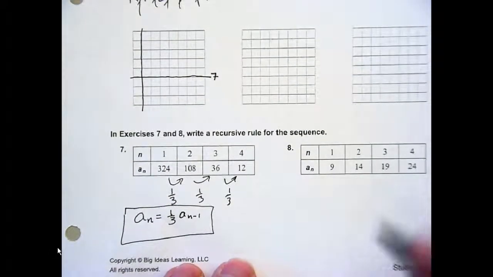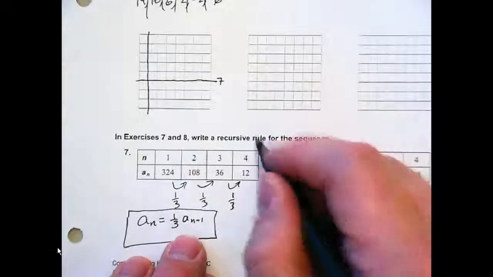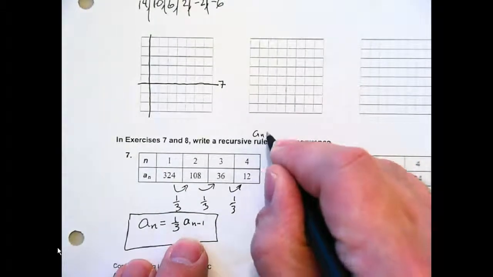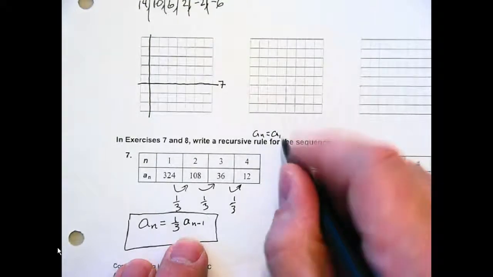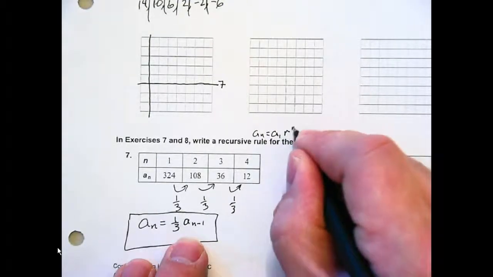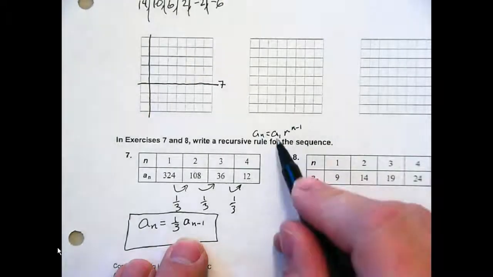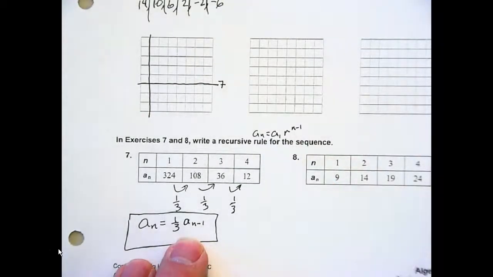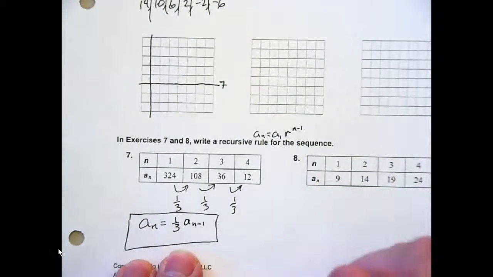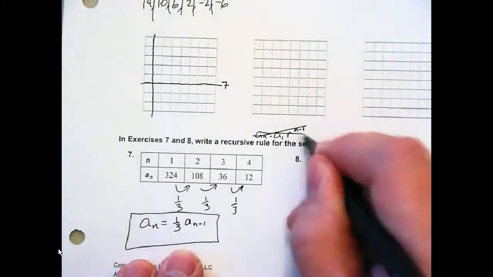Okay, remember the explicit formula is where we had a sub n is equal to a sub 1 times r to the n minus 1 power. That was the formula we used to find a term way down the road. Okay, 2 different formulas. All right, we're not using this one right now.